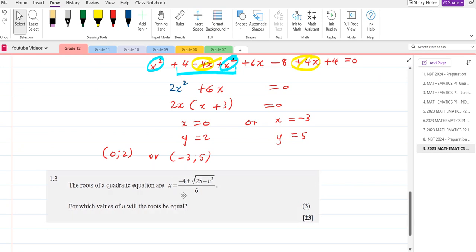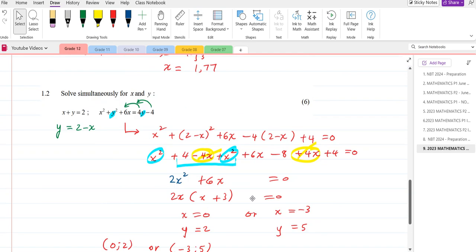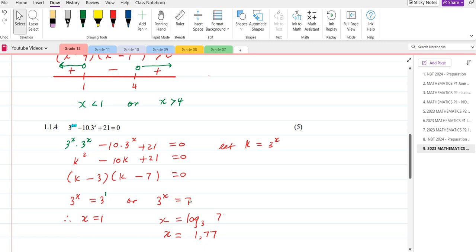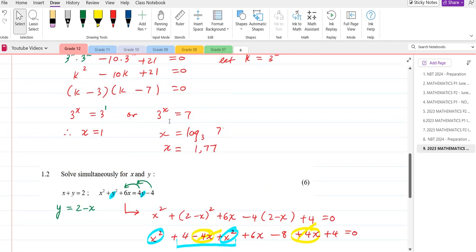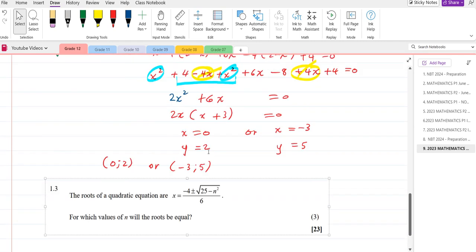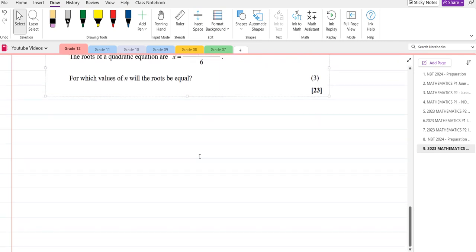So all of question 1, the whole thing was grade 11 syllabus, besides this one here, because that's applying logs. But you can simplify that. You can say 3 to the power 1,77 is approximately 3. So you can use trial and error to solve that as well. Right, let's look at that.